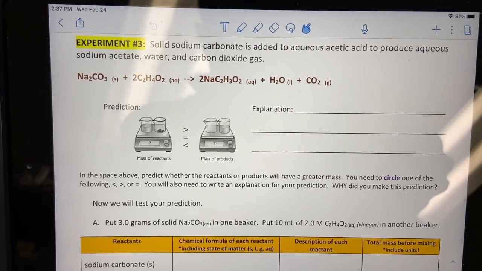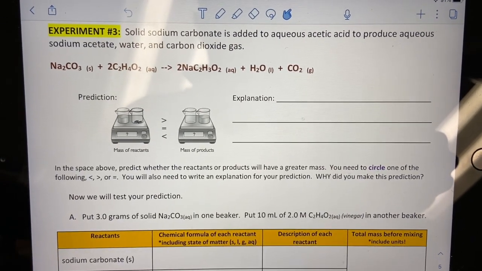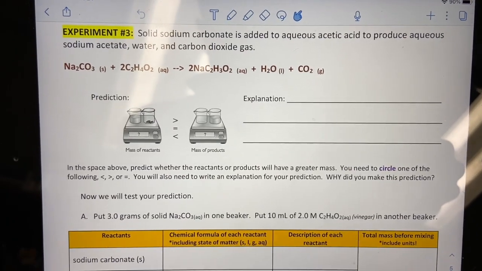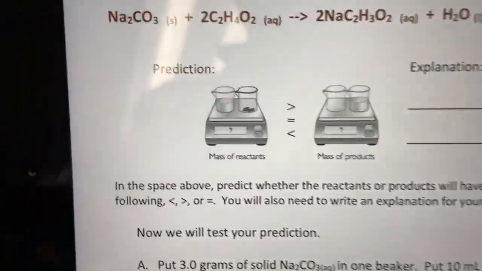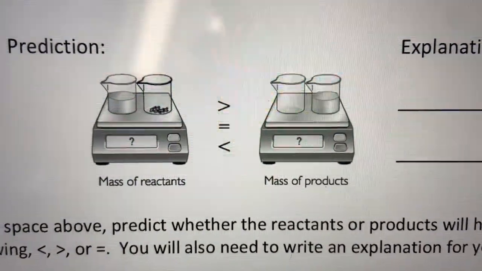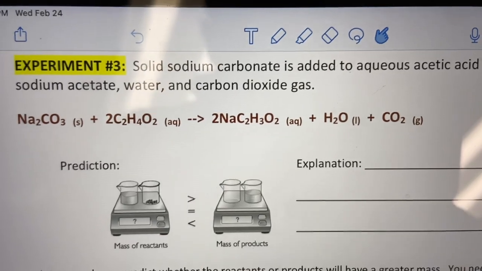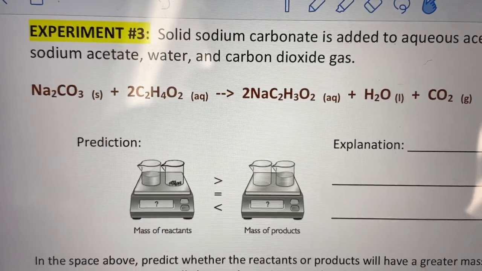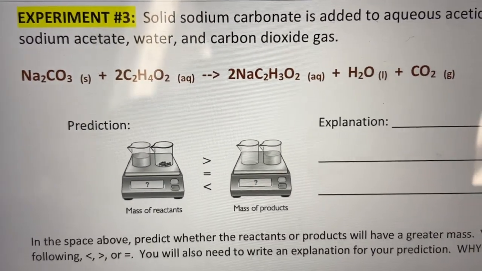Okay, for our final experiment, solid sodium carbonate is added to aqueous acetic acid to produce aqueous sodium acetate, water, and carbon dioxide gas. There's the formula, pretty complex. And then here's the imagery, so you can see what you have between the two. Now remember, you got to make your prediction. Based on this formula, what do you think is going to have the greater mass, the reactants or the products? Okay, take a second to guess or make a prediction and then provide your explanation.